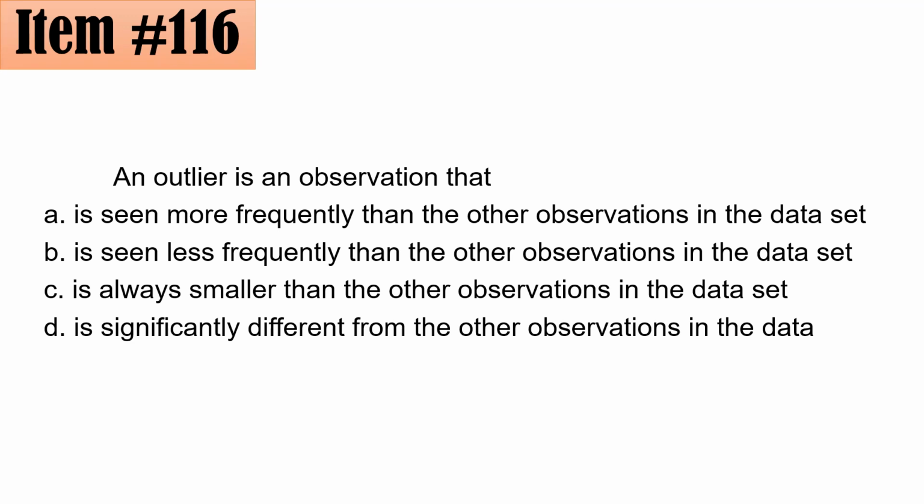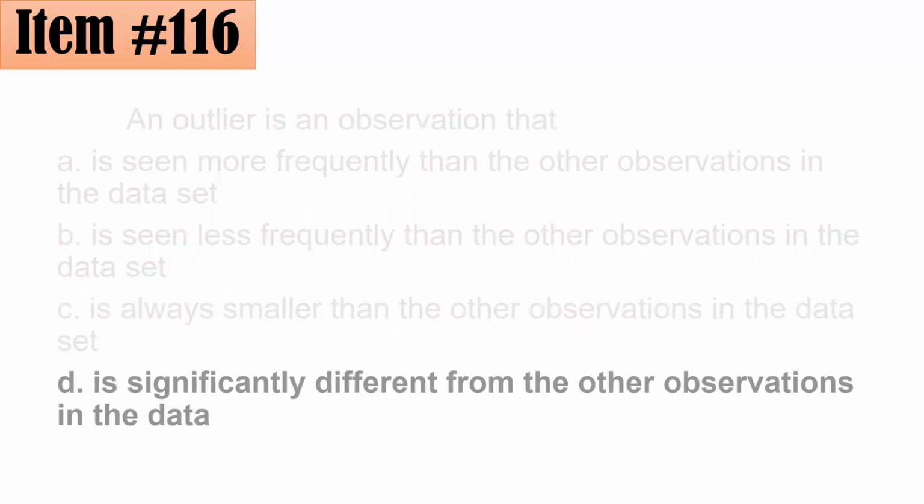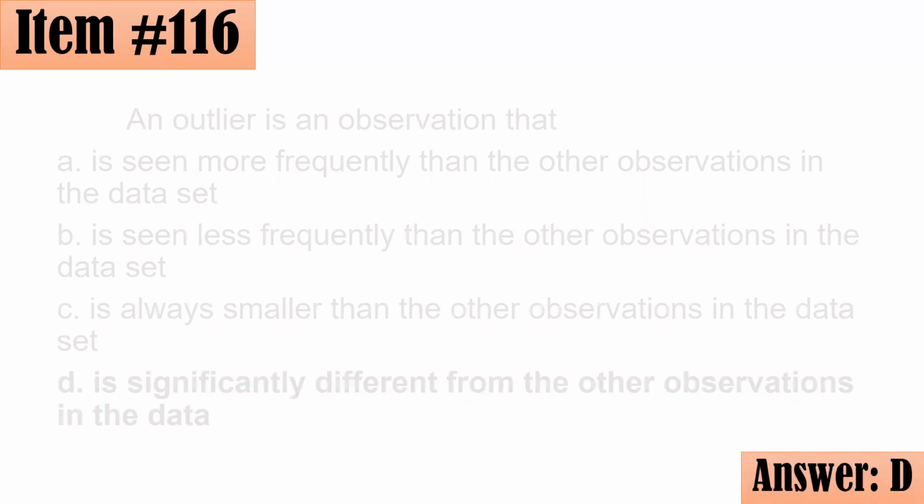In statistics, an outlier is letter D. It is significantly different from the other observations in the data set. Letter D. Also, when we speak about outliers, no, so these are extreme scores. It could either be extremely low or extremely high scores that are different from the typical scores, from the usual in that data set. Okay, I hope you got it right.